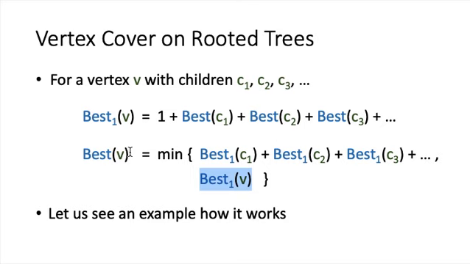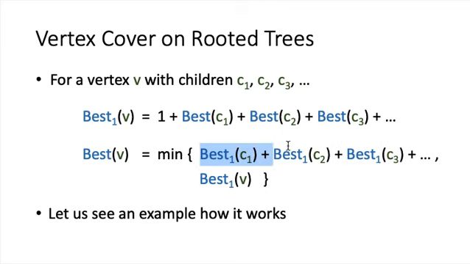Now, if we do not place a guard at the root node V, then what does that mean? It means that to cover all the edges in the subtree, not just the edges in the subtree of C1, we also need to cover the edge between V and C1. So in that case, the root node C1 of the subtree rooted at C1 has to place a guard. So we will need best one of C1. And also best one of C2 for the same reason. And also best one of C3, and so on and so forth.